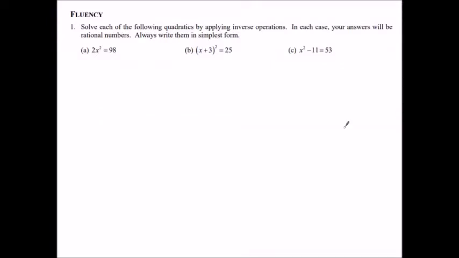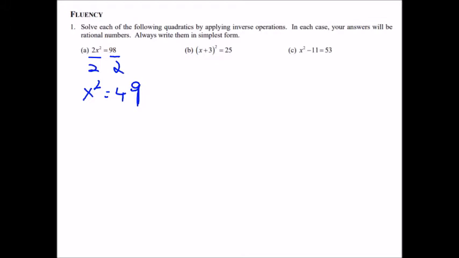All right, so we're going to solve these by using inverse operations. Inverse operations are opposite operations. So for letter A, I'm going to get the x term by itself. So this is also going to include anything in parentheses. You'll see what I mean in just a moment. So for letter A, I'm going to divide both sides by 2 to get x squared is equal to 98 divided by 2, which is 49.